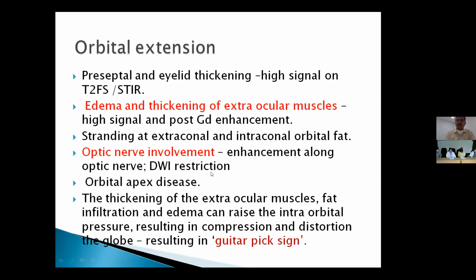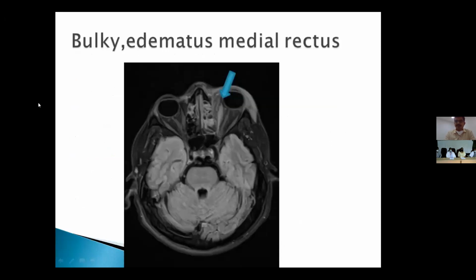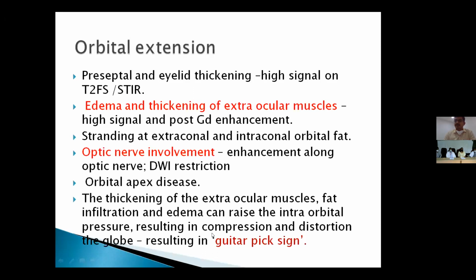Later on, the thickening of the extraocular muscles, fat infiltration and edema can all raise the intraorbital pressure, which will result in compression and distortion of the globe, resulting in the guitar pick sign. The guitar pick sign is another classical sign of fungal mycosis, like the black turbinate sign. This occurs in later stages of orbital extension when there is raised intraorbital pressure because of the extensive edema and fat stranding, which causes compression and distortion of the globe, resulting in the shape of a guitar pick, which is called the guitar pick sign.